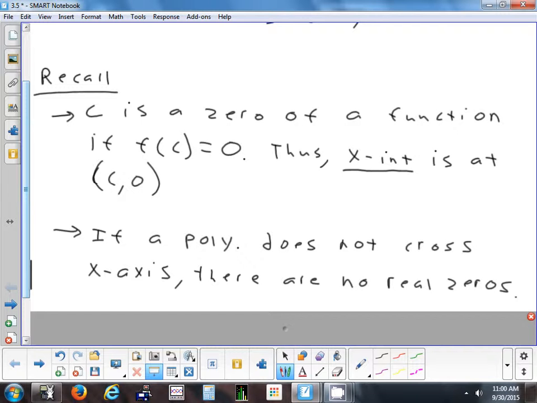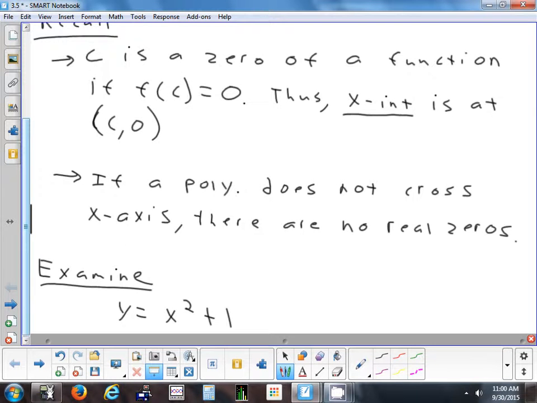But just because it doesn't cross the x-axis doesn't mean there's not a root. Roots can be imaginary. And if they're imaginary, you're not going to be able to see them on the graph. We have to solve it algebraically.